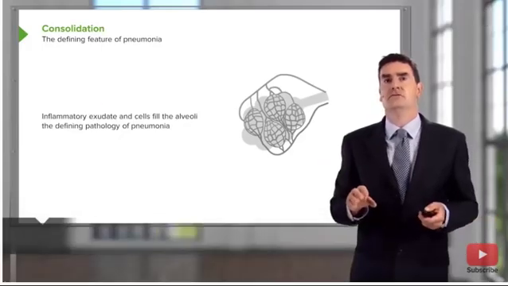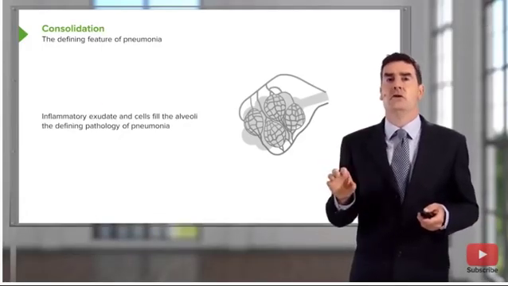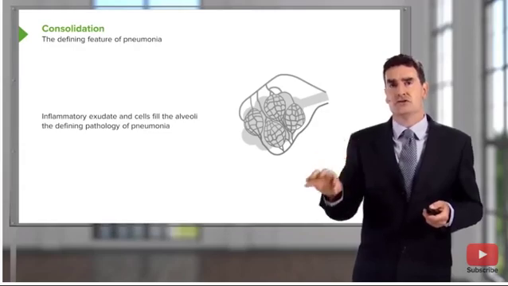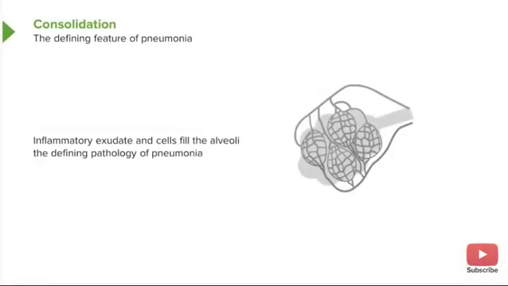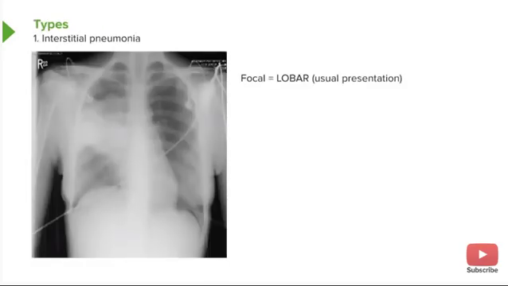The defining situation with pneumonia is that you have infection of the alveoli, and that causes consolidation. That is where the air that's in the alveoli has been replaced by an inflammatory exudate, bacteria, white blood cells, and red cells, replacing the air. And you can see that on the chest x-ray.